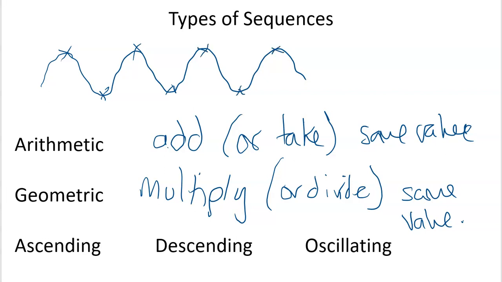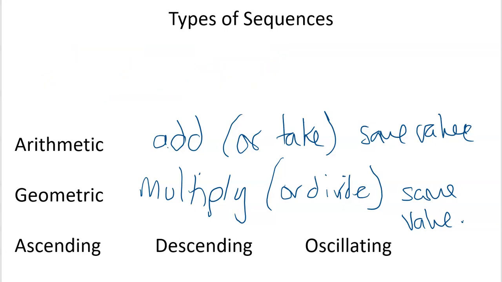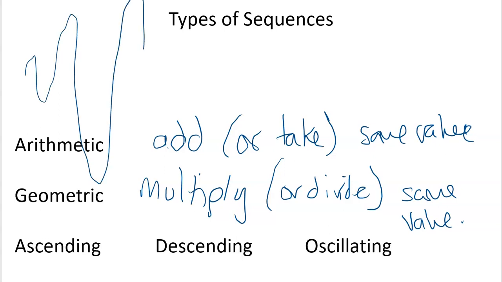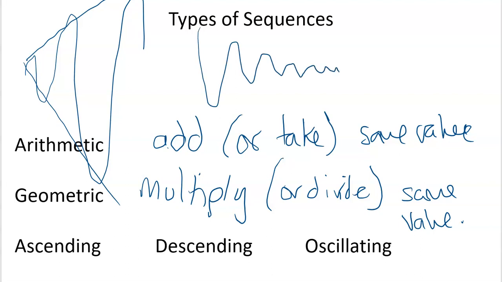oscillating back and forth. Now you can have an oscillating sequence that gets bigger as well, or wider I should say, so an ascending oscillating sequence might look like this, where it oscillates back and forth, but all the peaks are getting higher and all the troughs are getting lower. Or you might have one that contracts, so it starts off wide and gets narrower as it goes. Or you might just have one like sine, where it just stays the same amplitude the whole time.